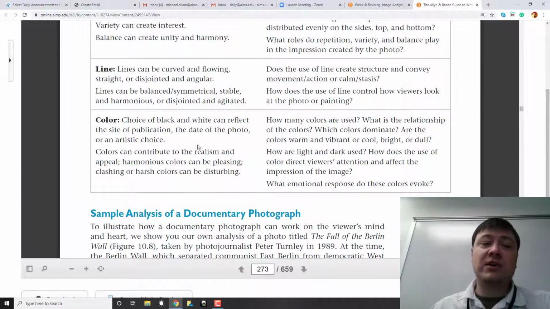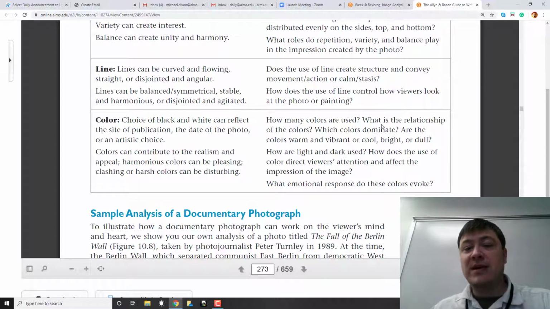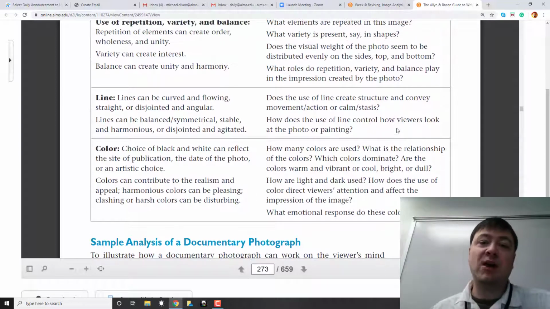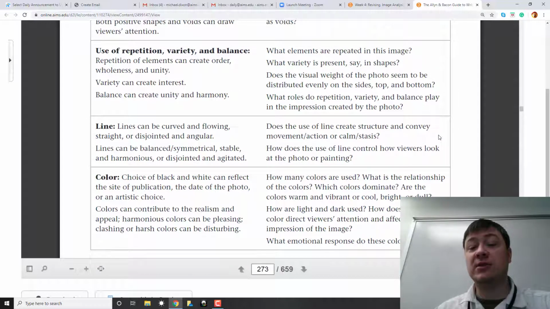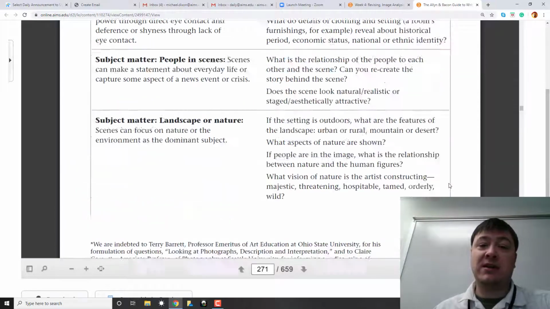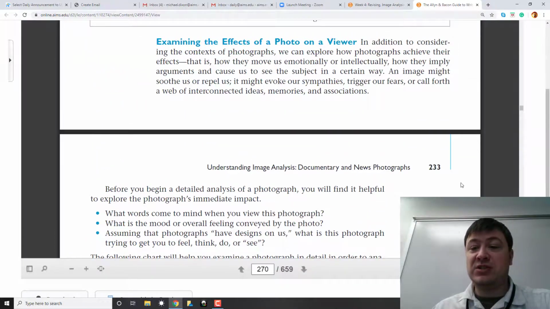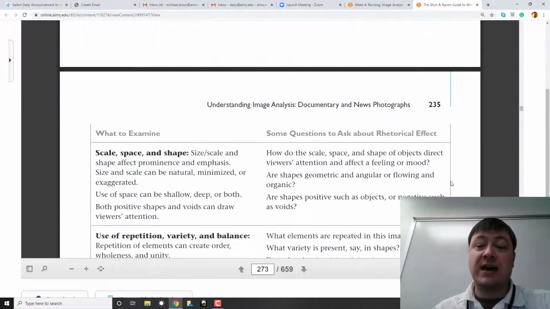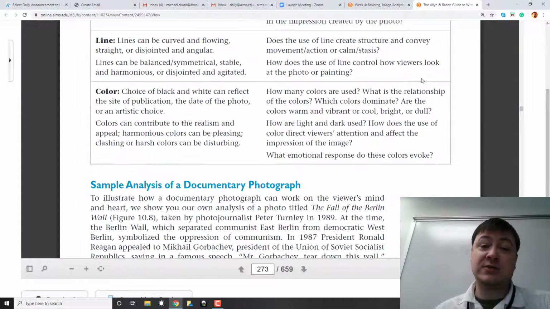And if you're like, yeah, I really do want to analyze color in my advertisement or my photo, maybe some of these questions can help you get unstuck in your writing process. So again, pages 271 through 273 on the PDF of the Allyn and Bacon Guide to Writing. If you have the actual copy, you're looking at pages 233 through 235 of the actual textbook. Those can really help you.